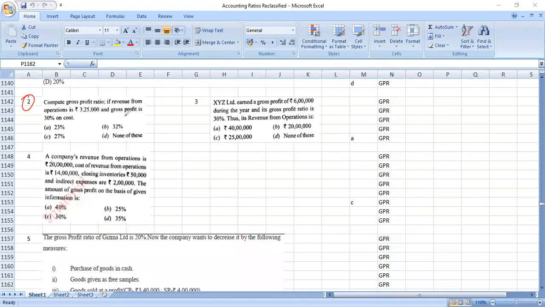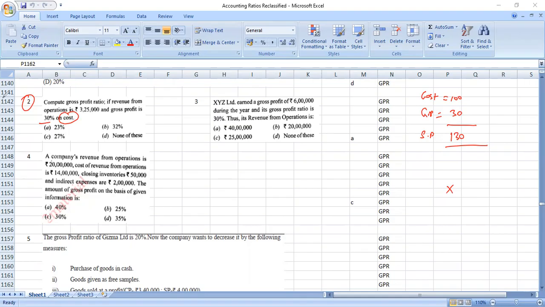Suppose they've given it like this: gross profit is 30% on cost. You assume cost to be 100. Whatever the percentage applies on, it is 30% on cost, so the percentage applies to cost. So assume cost to be 100. Then gross profit is 30% of 100, which is 30. Then the selling price or revenue from operation will be 130. Correct. Cost plus GP is the revenue from operation. So 130. So they have said 30% on cost.